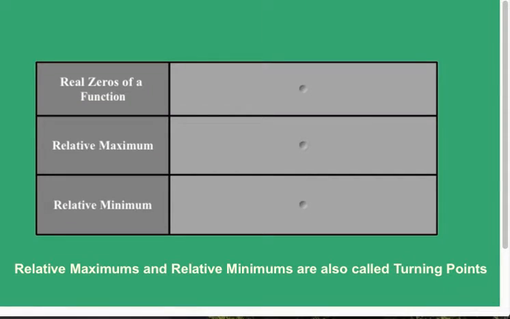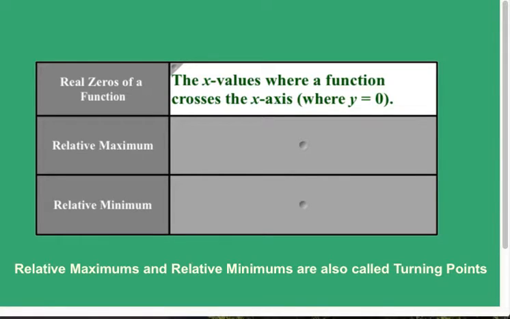Real zeros of a function. The x values where a function crosses the x-axis, that's where y is equal to 0. These are called real zeros of a function. So just making up a little graph here, I'll do a degree of 3 again. Real zeros are where it crosses the x-axis. So there's one real zero, there's another real zero, and there's a third real zero. So this particular graph would have 3 real zeros.